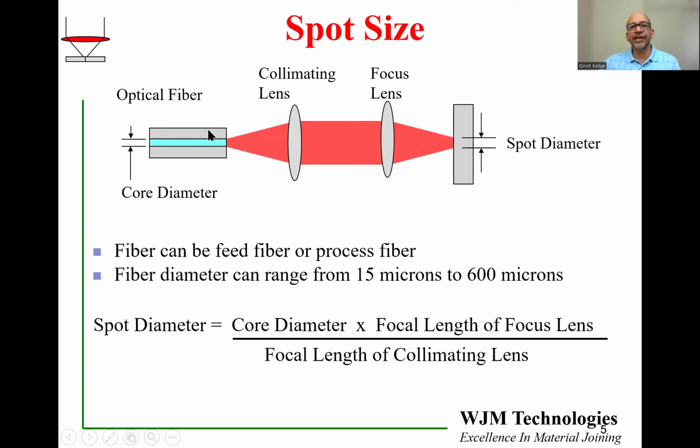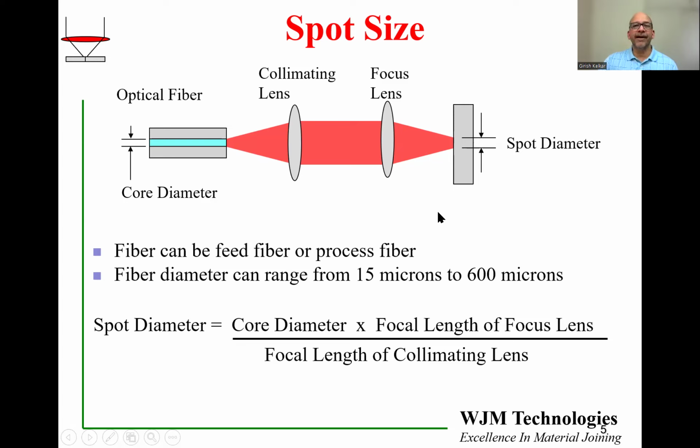Or you can change the fiber. You can buy a fiber which has a larger core diameter, and that will also produce the same effect. So you can either increase the core diameter or the focal length of the focus lens. Usually we don't change the collimating lens as much. So these are the two that we often have the flexibility to change the spot size. You can also try to go smaller or bigger. That's up to you. So those are the choices you have in selecting the optical spot size.